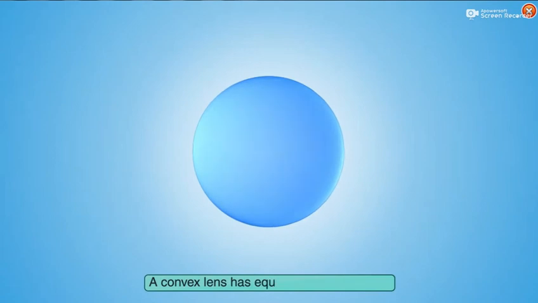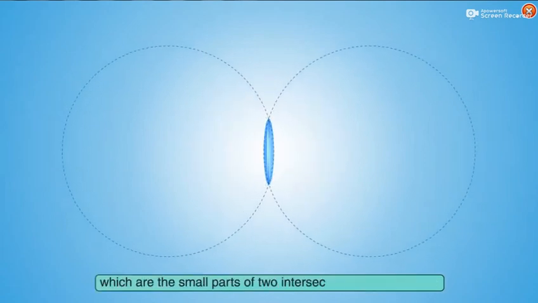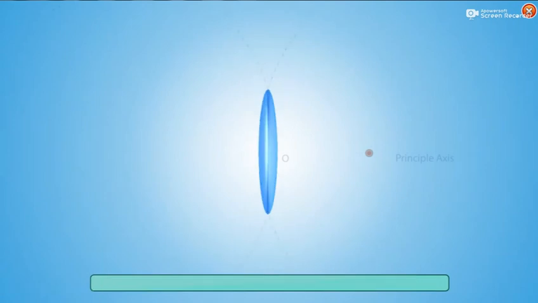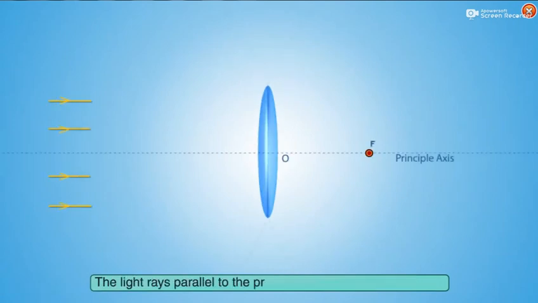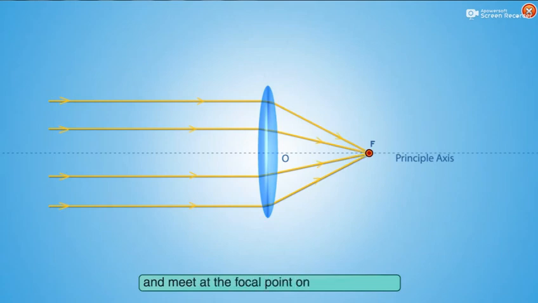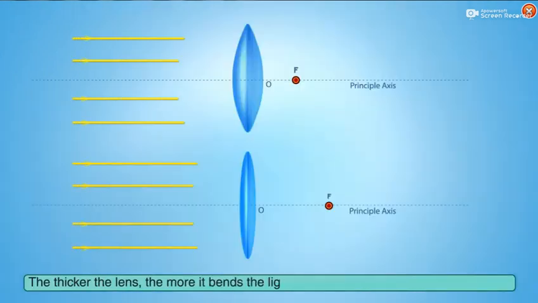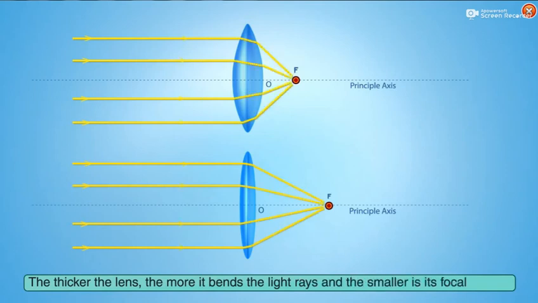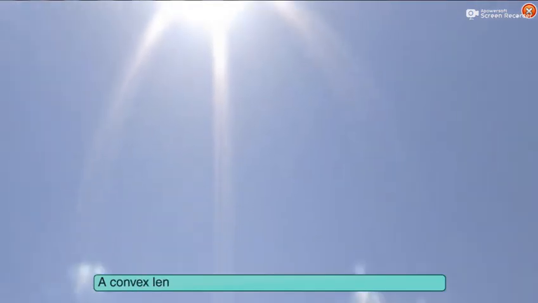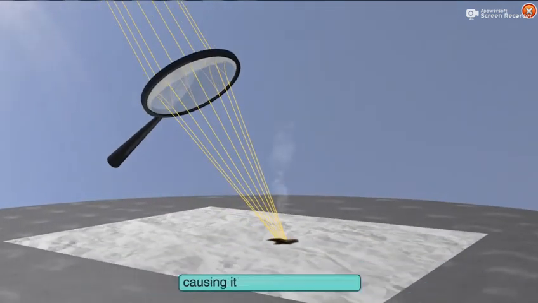A convex lens has equally curved surfaces, which are the small parts of two intersecting hollow spheres. The light rays parallel to the principal axis are bent by the lens and meet at the focal point on the other side. The thicker the lens, the more it bends the light rays and the smaller is its focal length.